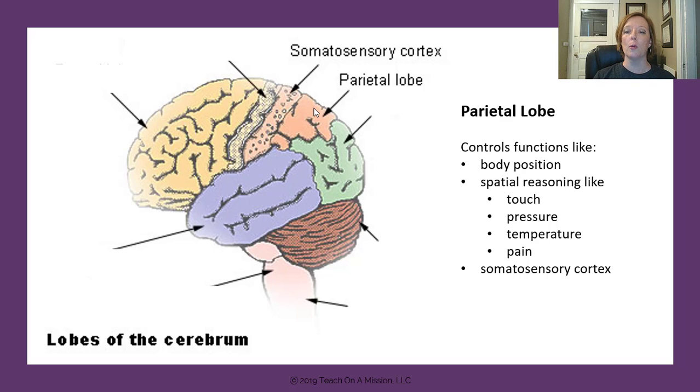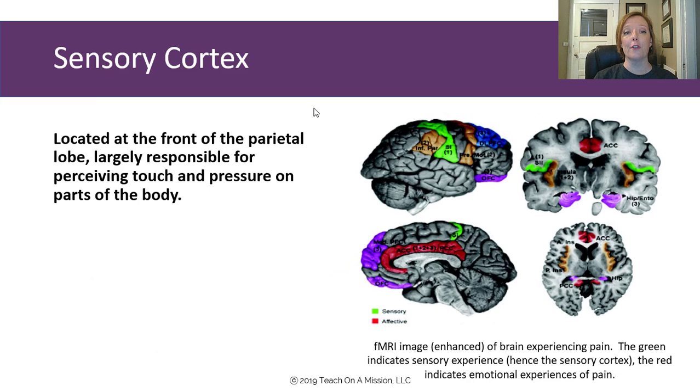The next lobe that we're going to talk about is the parietal lobe. If you pretend you're putting a headband on your head, that is about where your parietal lobe is. So it's in that mid portion of your head. And it controls things like body positioning, spatial reasoning, comprehension of touch, pressure, temperature, pain, and your somatosensory cortex is also found in the front part of the parietal lobe. Located at the front, it's largely responsible for perceiving touch and pressure on parts of the body.